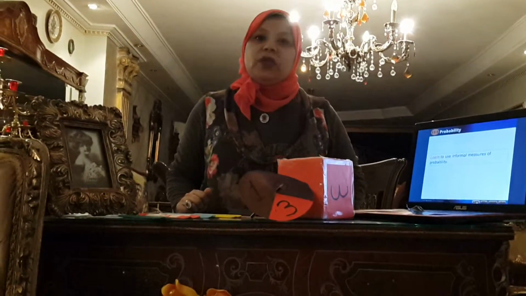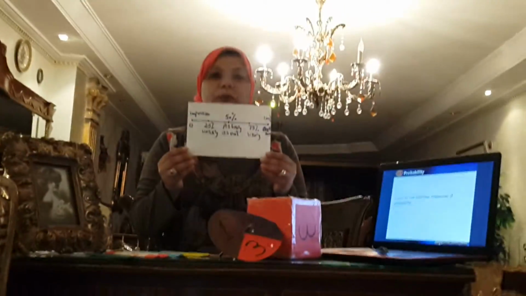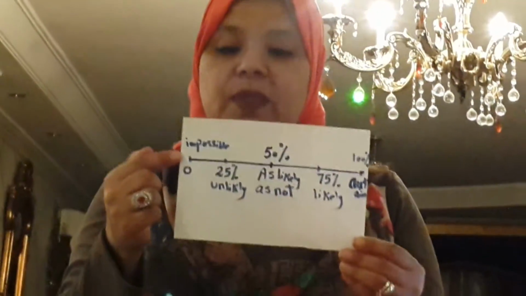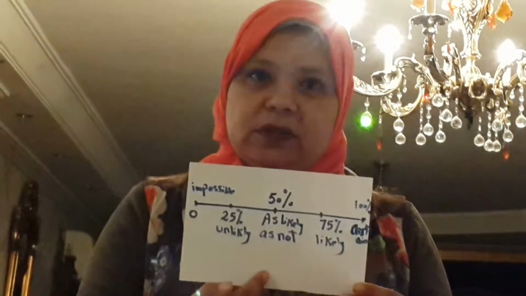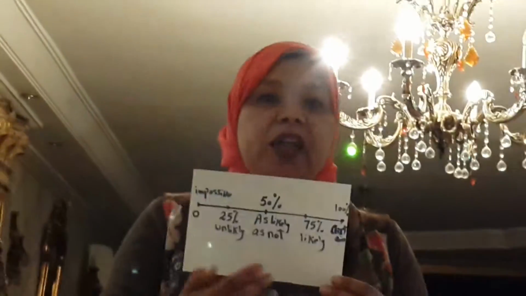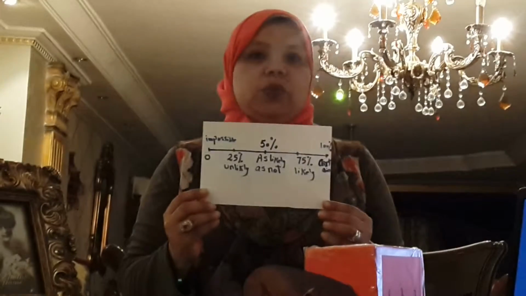Let's start first to know how we can express the probability. We have to know the bar. This bar is very important to calculate the probability. On this bar, we have 5 main stations. The first one is impossible. This is in case there is no hope for the action to happen. 25%, this is unlikely. It rarely happens. As likely as not, this is 50% at the middle. 75%, this is likely. It has a very good chance to happen. 100%, this is called certain. For sure it will happen.